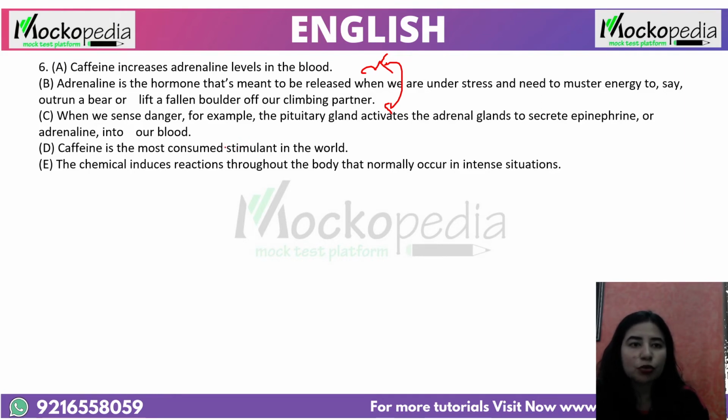The caffeine is the most consumed stimulant in the world. The chemical induces reaction through a body that normally occurs in intense situation. So you are able to see the intense situation is being described by C, and there is this for example, remember we were talking about transition words. So AB is a mandatory pair and EC is a good mandatory pair that occurs in intense situations.